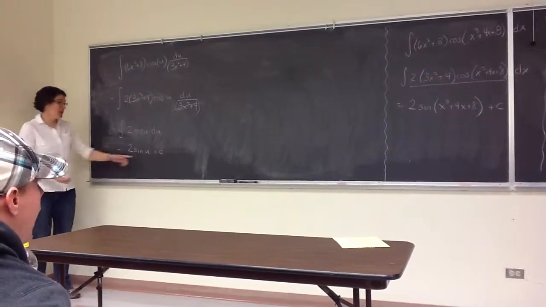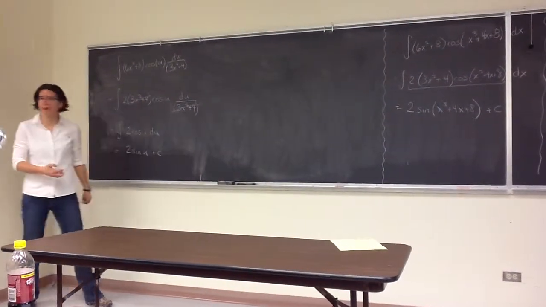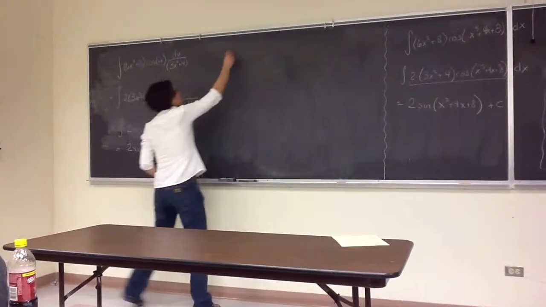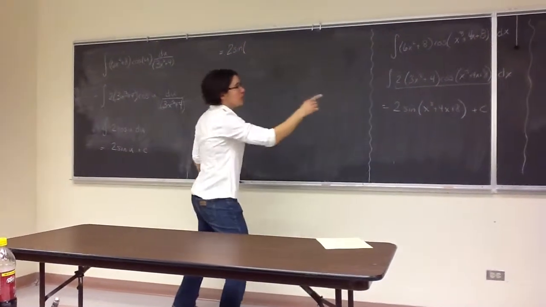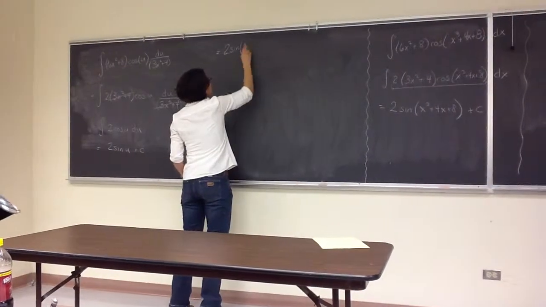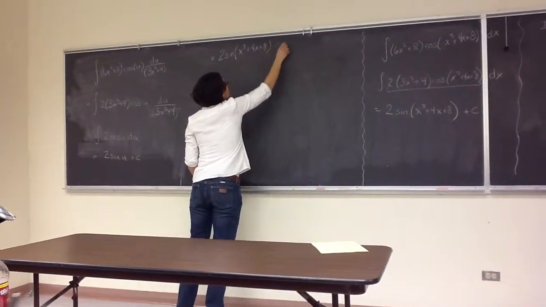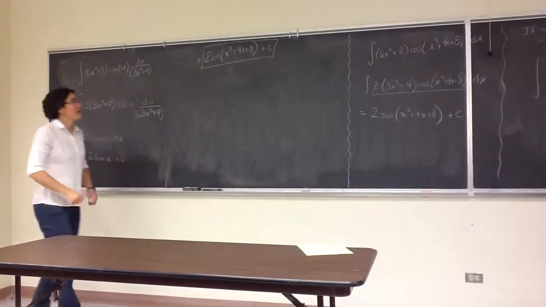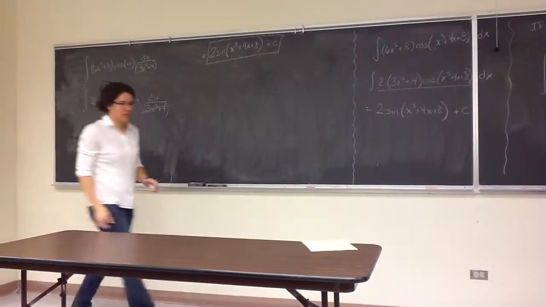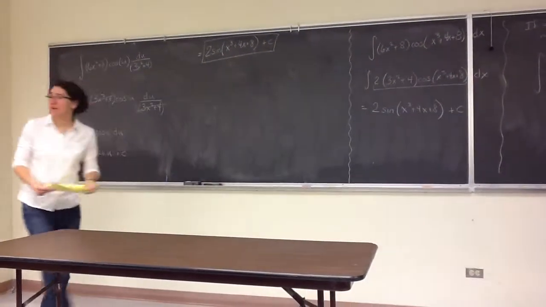So at this point, I have an almost complete answer, except my question was asked in terms of x's, so my answer must be in terms of x's. And so we have 2 times the sine of u, but u was x cubed plus 4x plus 8. And so my final answer, 2 times the sine of (x cubed plus 4x plus 8), plus c. All right, are there any questions about that?